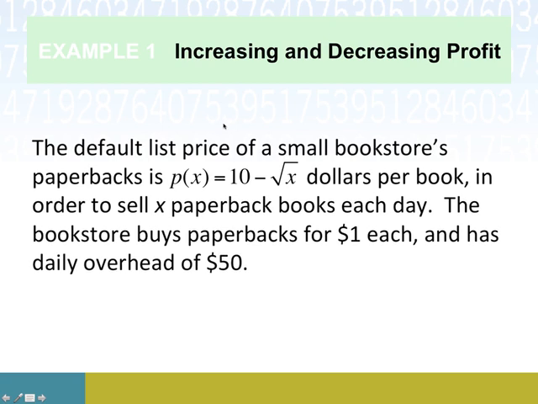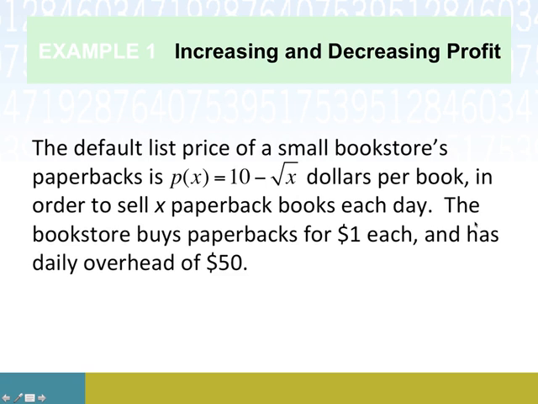Okay, so let's see if we can put this to work. So here's our list price for paperback at a bookstore. And this is a typical kind of demand function, except that we're looking at x as the quantity sold. So this output here is actually a price. So dollars per book when we want to sell x paperbacks.